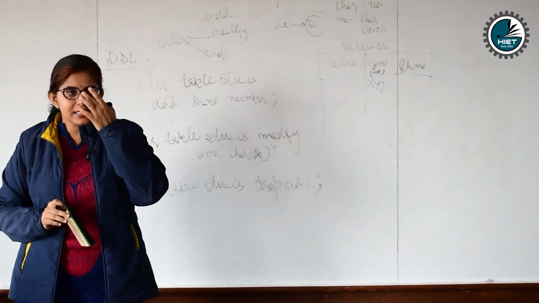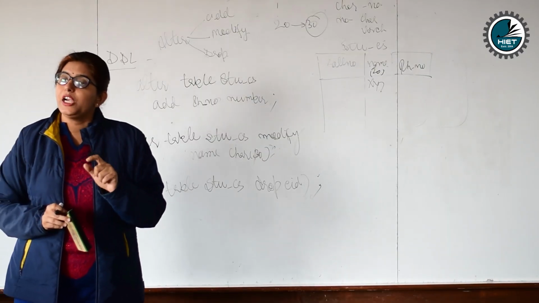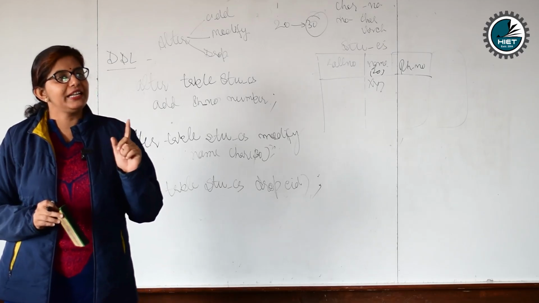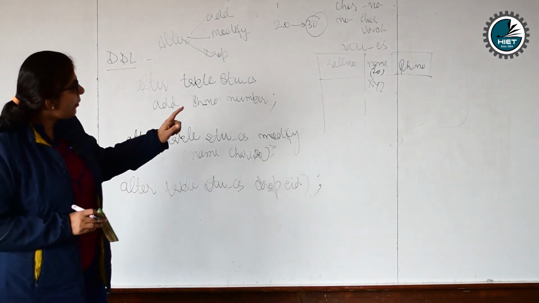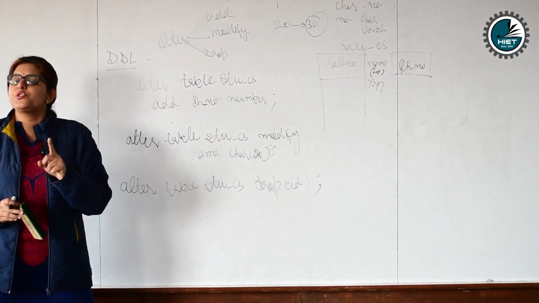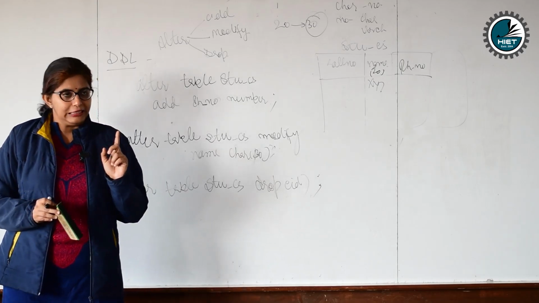Is this difference clear now? If I use drop table, table name, what will it do? It will delete the whole table from the database. If I use alter with drop, what will it do? It will only drop a particular column from that table. Clear?